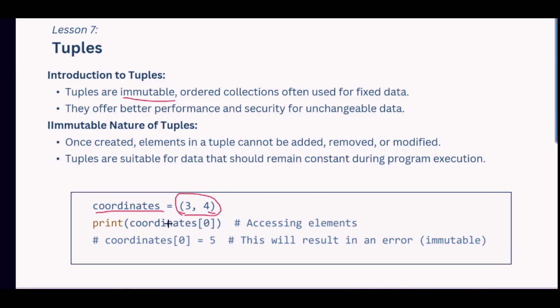And if we write coordinates of 0 equal to 5, then ideally, if it was a list type, what would have happened? This 3 would have got replaced with 5, or this number 5 would have got added into this list. But since it is a tuple, it will throw an error.